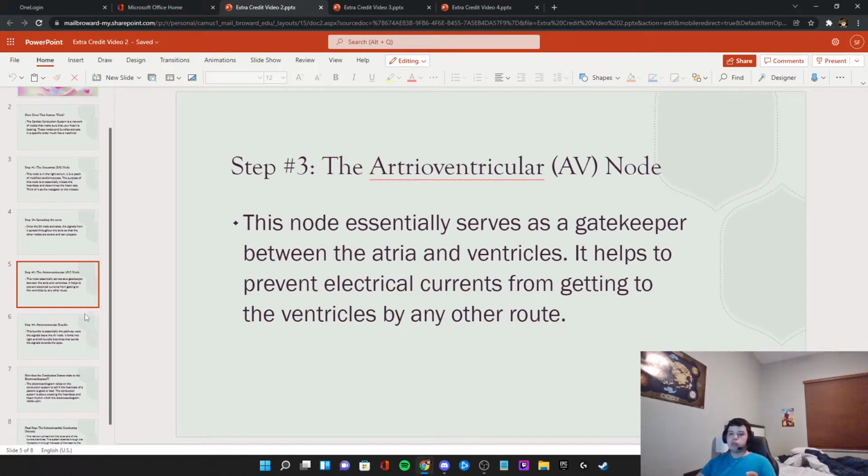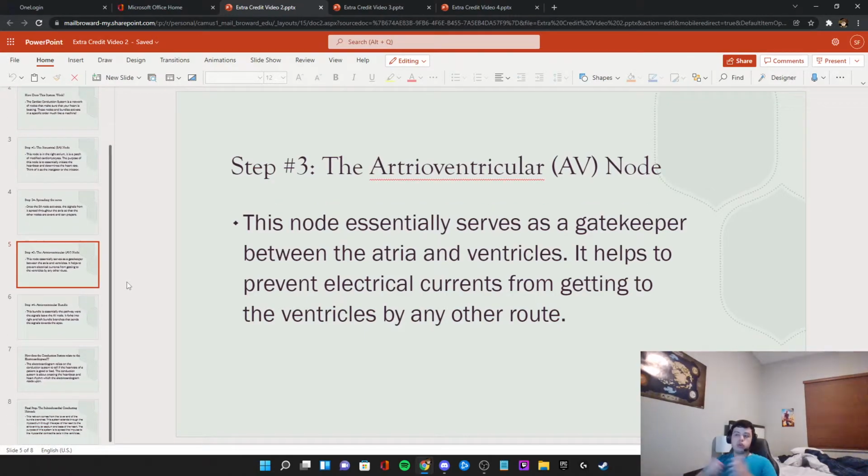So step number three here is the atrioventricular or AV node. This node serves as the gatekeeper between the atria and the ventricles. What it does is prevent the electrical currents from going to the ventricles by any other route. So it goes from point A to point B without spreading out, right? It serves kind of like a Gandalf, like a "you shall not pass" gatekeeper for that stuff. So that's what the atrioventricular AV node is for, okay?